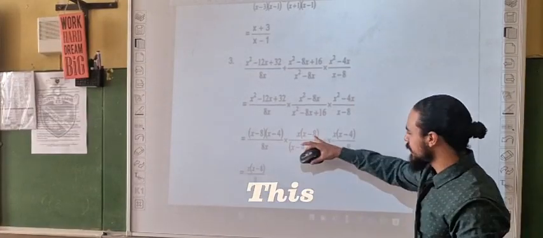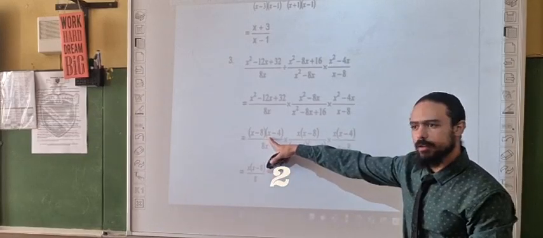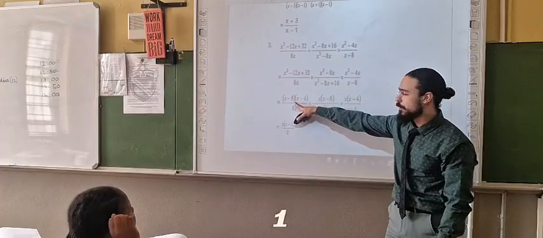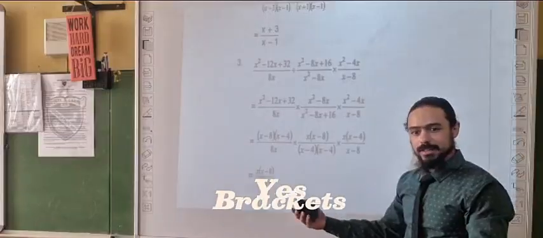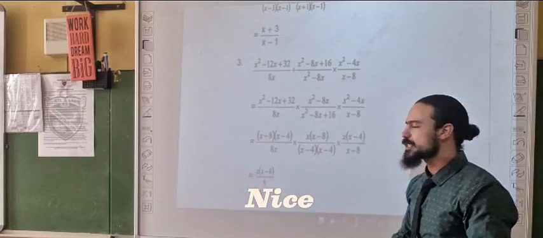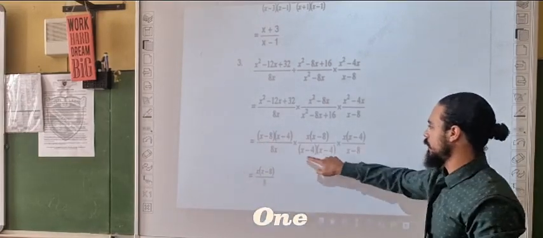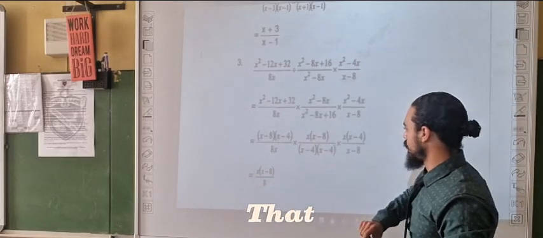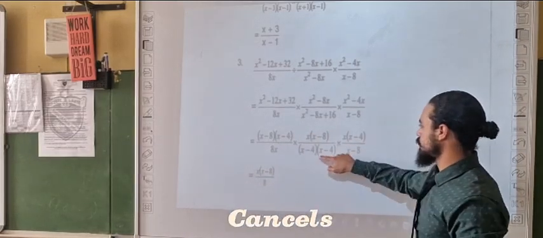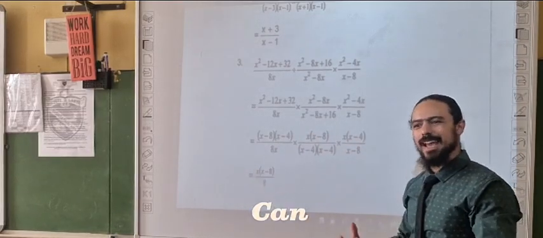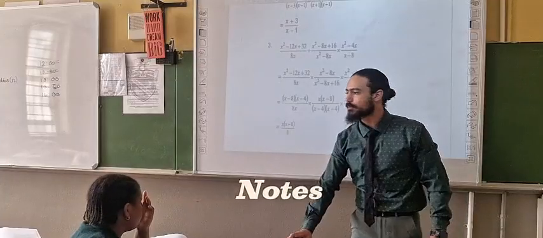Then, when we are at this part, how many terms do we have there? 2, 1. Because it's a product times a product. Brackets group it together. And now the nice part is this one cancels out with that one. That one cancels out with that one. And then this one cancels out with this one. So then we can cancel out. You have that in your notes? Yes, sir.